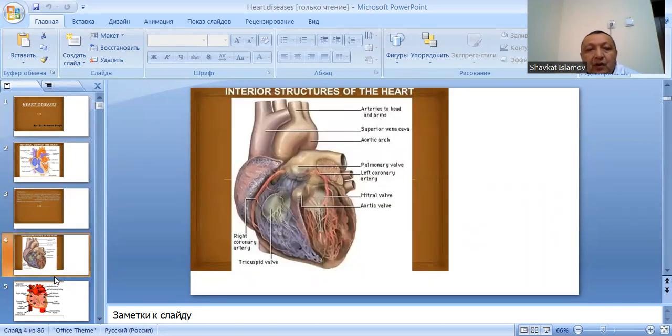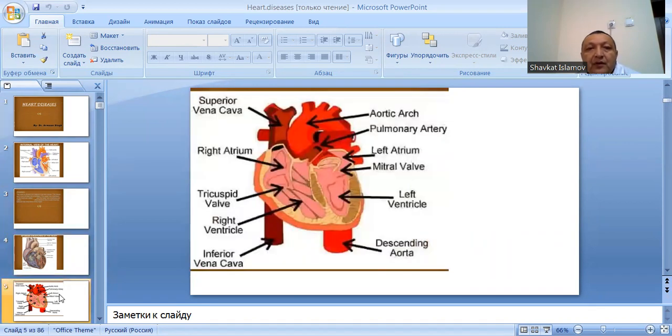You see the heart: superior vena cava, right atrium, tricuspid valve, right ventricle, inferior vena cava, aortic arch, pulmonary artery, left atrium, mitral valve, left ventricle, ascending aorta.